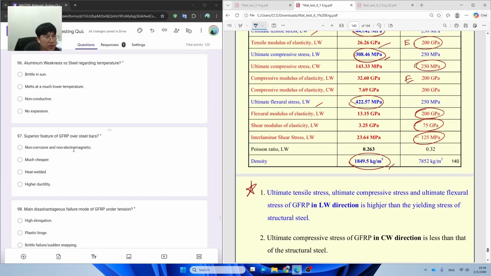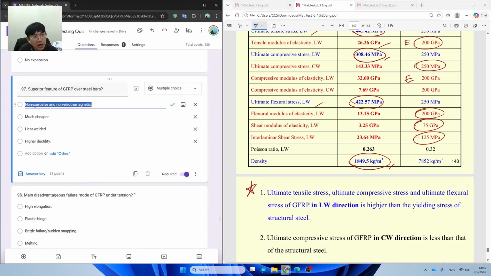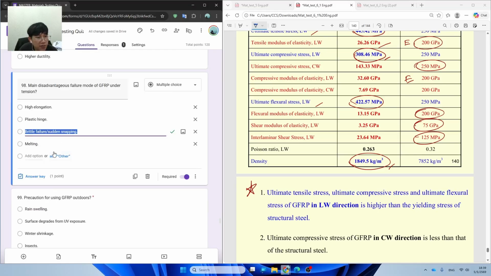Starting with question 97. The superior features of GFRP over steel: of course, fiber does not corrode, which means it's non-corrosive and non-electromagnetic. So this one is what we call a beneficial part. And the main disadvantage of GFRP is brittle failure, according to linear resistant force.